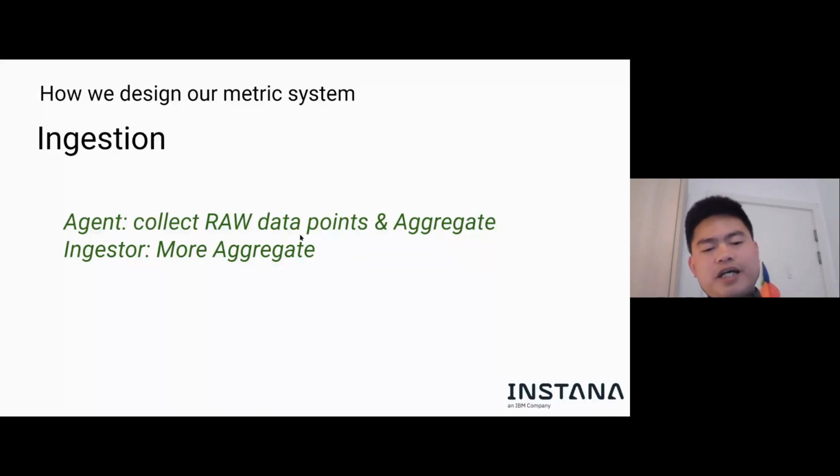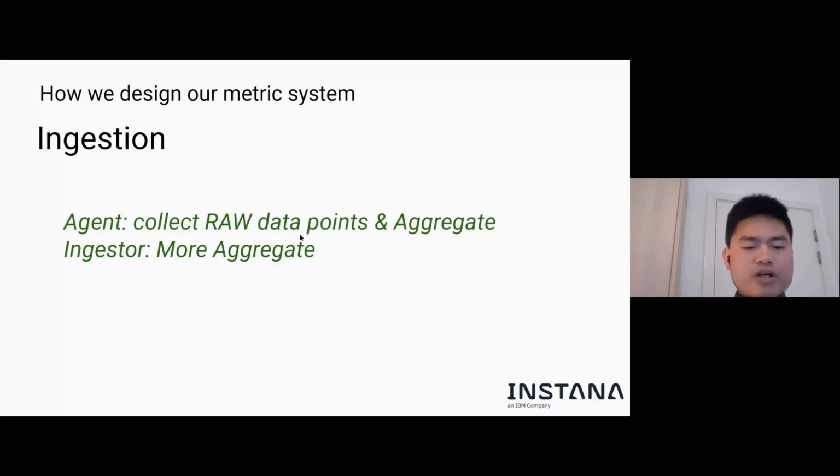Now after the agent gets the data points and builds an aggregable data structure, it is sent to the ingester, right? The ingester is basically the ingestion pipeline. Right now we use Kafka to get the data in, and we use Kafka partitioning, and the ingester is a consumer which consumes from Kafka, and then does more aggregation.